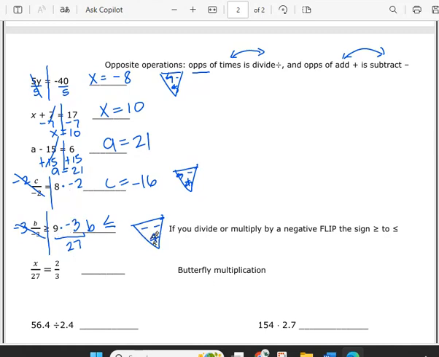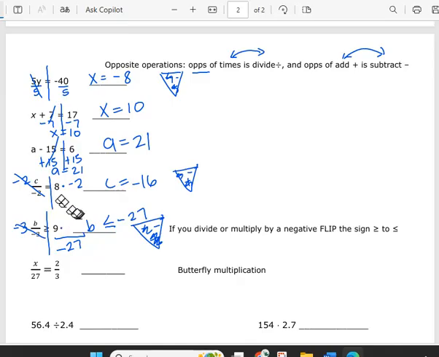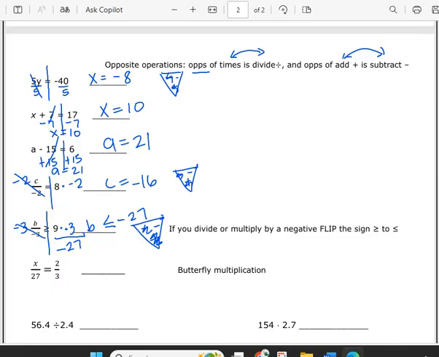9 is positive, but the 3 is negative. So my answer is B is less or equal to negative 27. I think I put this negative 3 super close to the B. Negative 3. Okay, so this is your answer. B is less or equal to negative 27 just because we multiply times a negative number.